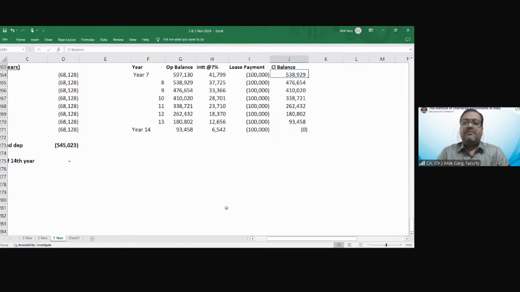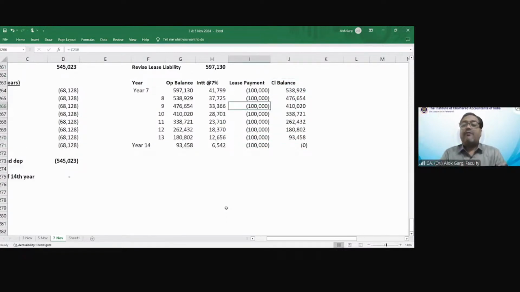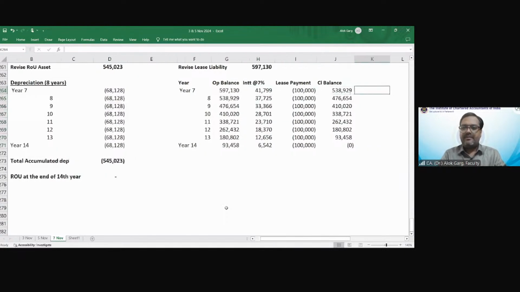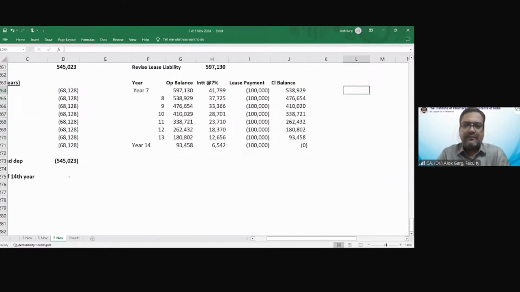Anu, is it clear now? From year 7 to year 14, this is the depreciation in the P&L. From year 7 to year 14, this is the interest cost which will be debited to P&L on the lease liability, every year. Is it fine now? Yes, sir. Clear. Okay.